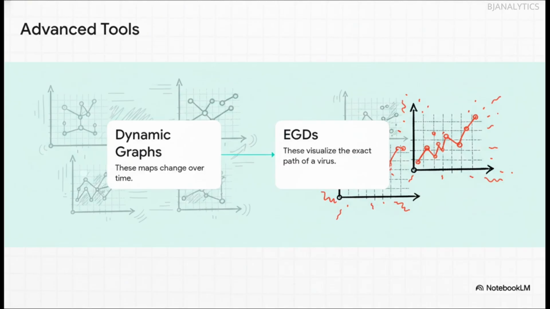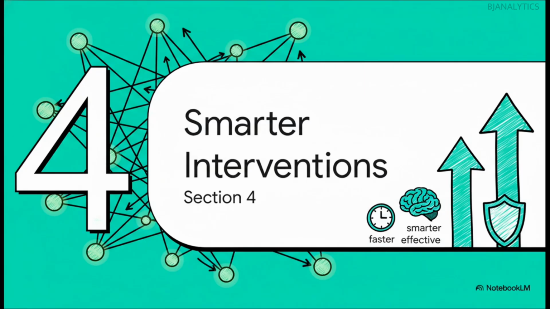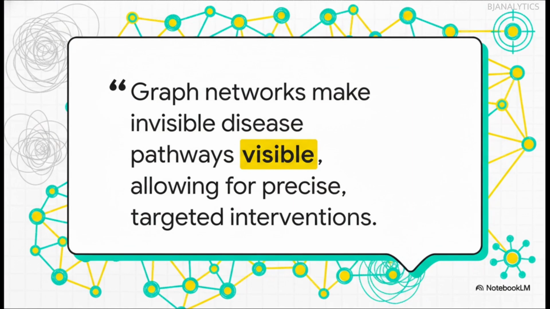It's incredible detail. So let's talk about the future in Section 4, Smarter Interventions, Safer Future. Where is all of this technology taking us? Well, it's leading us to a future where we can respond to health crises way faster, much smarter, and just a whole lot more effectively. This quote really just nails it. Graph networks make the invisible pathways of disease visible, allowing for precise, targeted public health interventions. That's the whole ballgame right there.